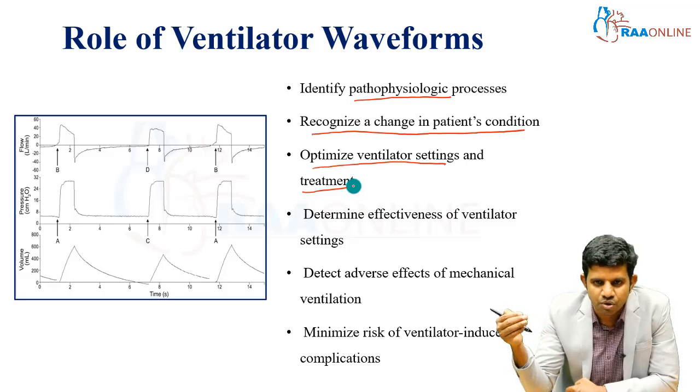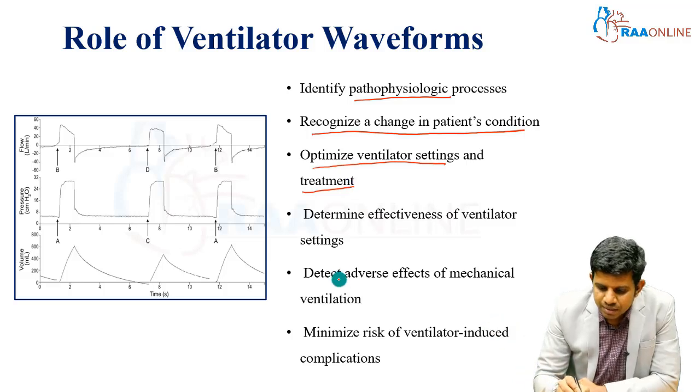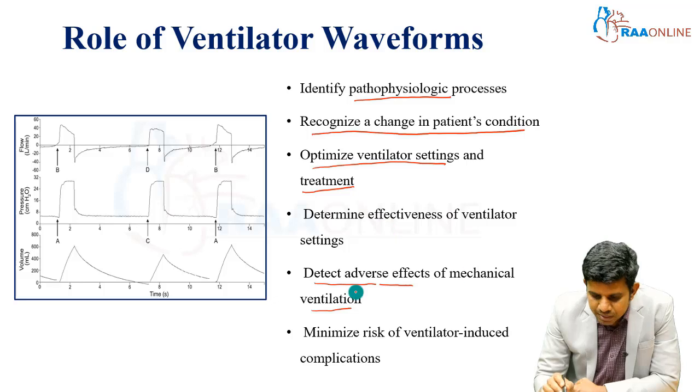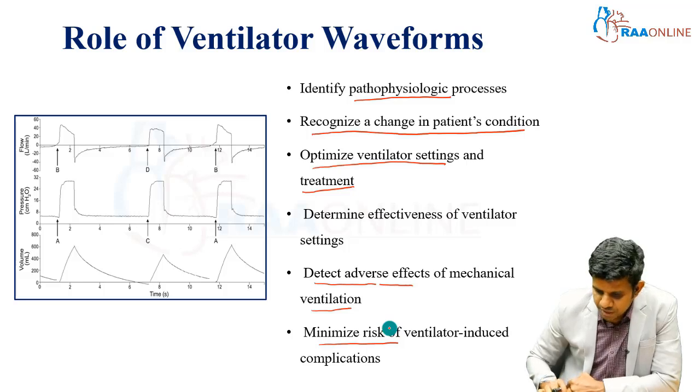For example, a patient with increased auto-PEEP or increased time constant has a resistance-related problem. Some of the COPD patients may need nebulizers or bronchodilators. We can optimize and plan new treatments based on ventilatory waveforms. We can also detect the adverse effects of mechanical ventilation from these waveforms, like auto-PEEP, as we already said. Based on this information and appropriate ventilator settings, we can minimize the risk of ventilator-induced complications.